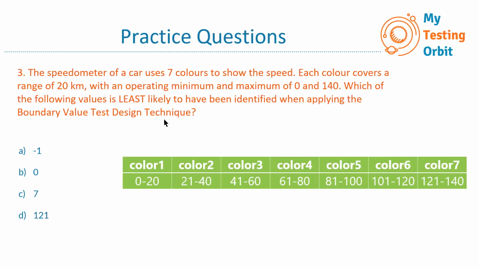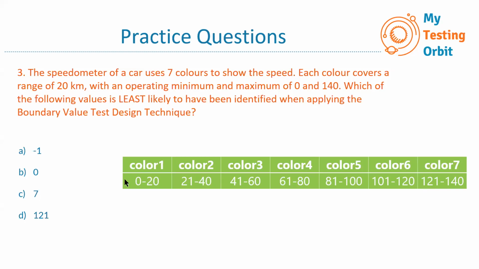The question is, which of the following values is least likely to be identified while applying the BVA test technique? In boundary value analysis, we look at the boundaries. So over here, we have to look at the boundaries of each partition, each group. The first option is -1. So -1 is one of the boundary values, and we're looking for the least likely one, so of course that will not be the correct option. B is 0. Again, this is a boundary value, so this will not be the correct one.